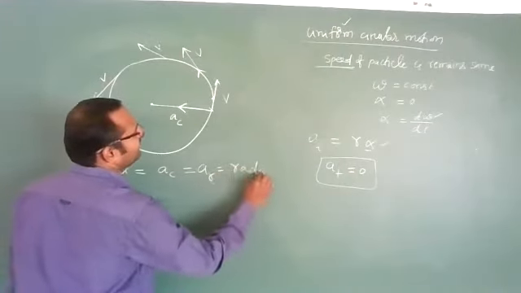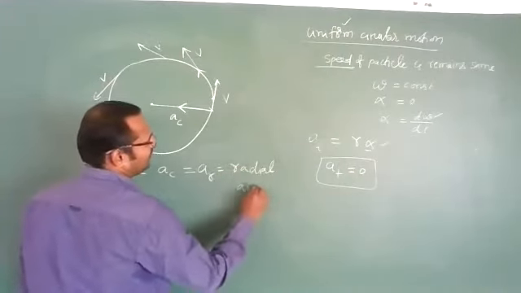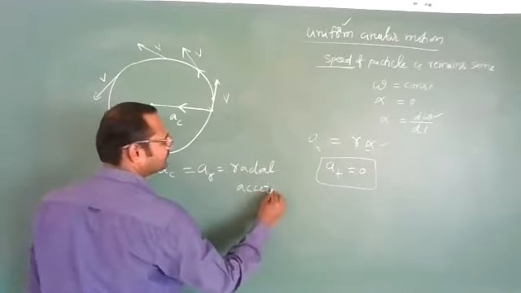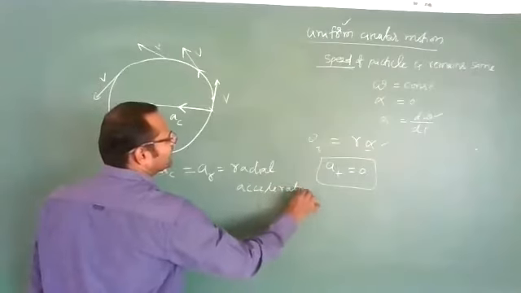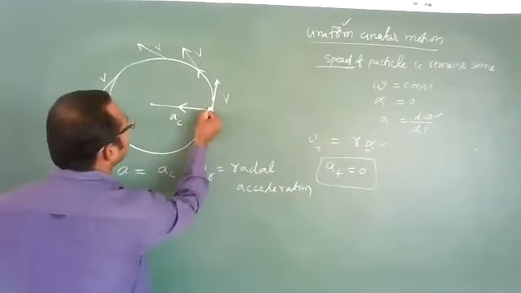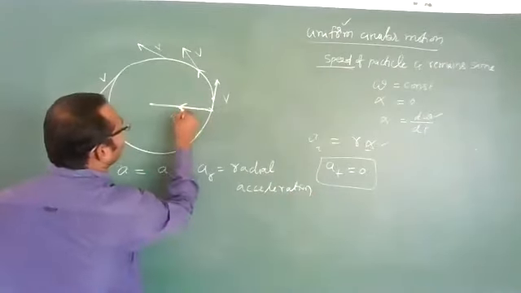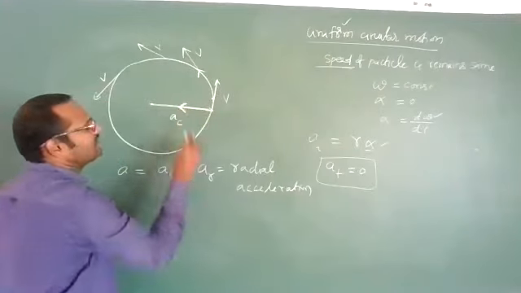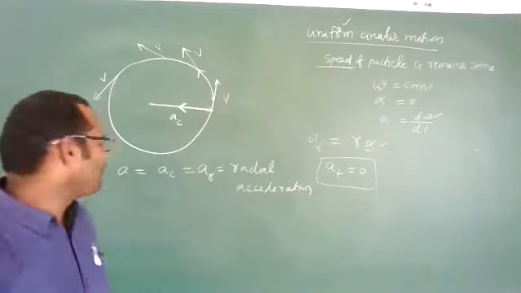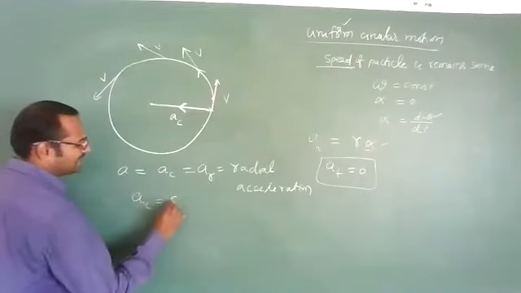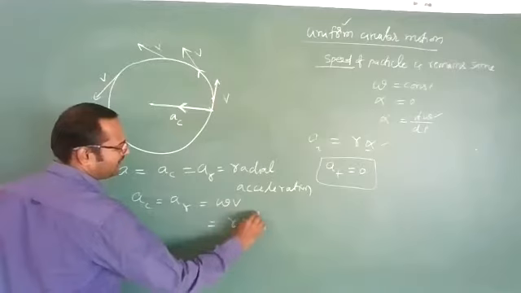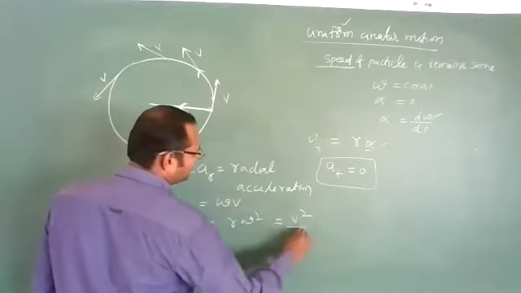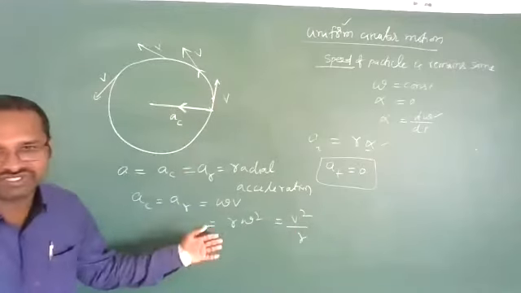What we call radial acceleration. What is radial acceleration? Radial acceleration is nothing but the acceleration towards its radius. This is the radius. Always it will be towards its radius. So that's why it is called radial acceleration. And what is the formula for the centripetal acceleration or radial acceleration? It is r omega square, or v square by r. Just now I have told you. I am giving you these two results.